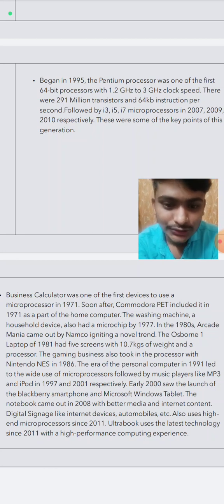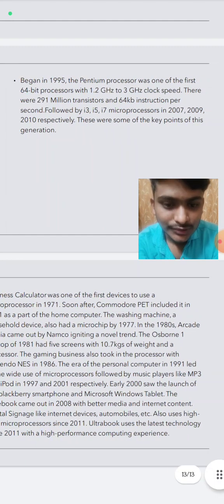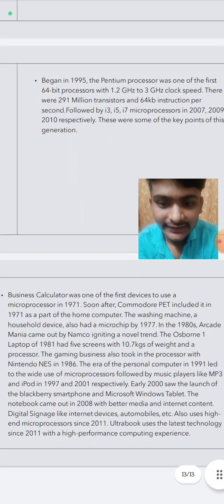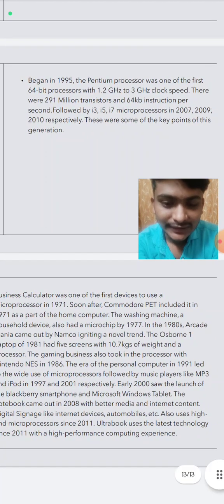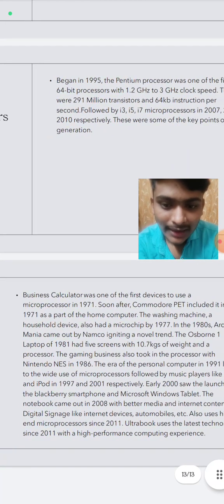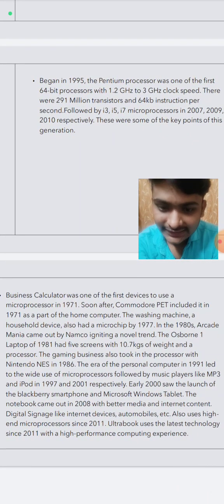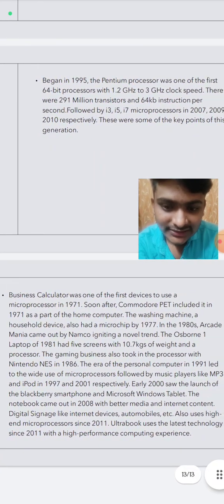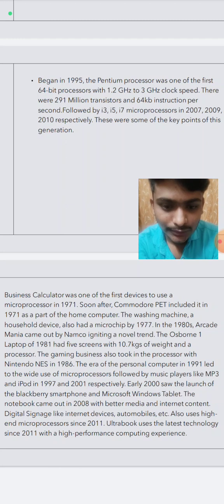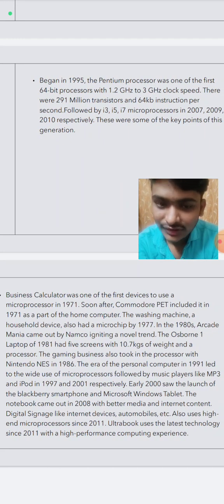The gaming business also took in the processor with the NES in 1986. The era of the personal computer in 1991 led to the wide use of microprocessors, followed by music players like MP3 and iPod in 1997 and 2001 respectively. Early 2000 saw the launch of the BlackBerry smartphone and Microsoft Windows tablet. The notebook came out in 2008 with better media and internet connectivity. Digital signage, internet devices, automobiles, etc. also use high-end microprocessors since 2011. Ultrabook uses the latest technology since 2011 with a high-performance computing experience.